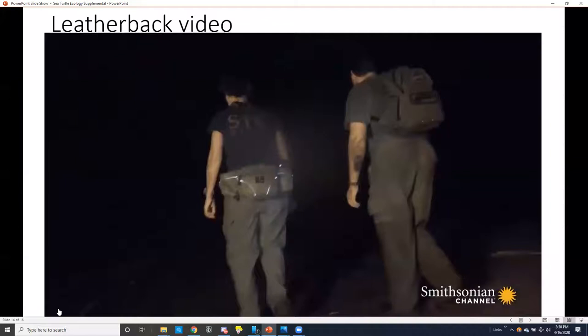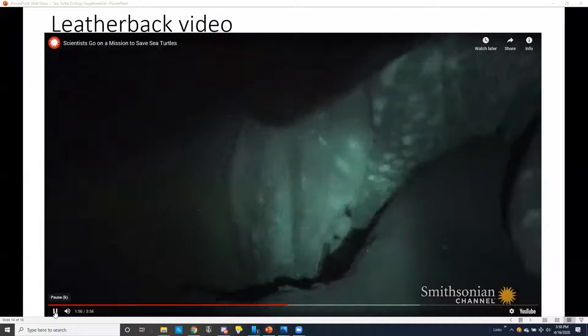Where is she? At the end of the track, a female at just the right stage of the nesting process.